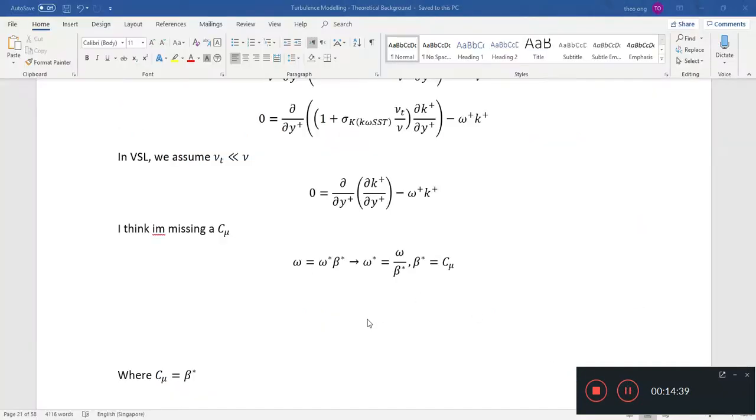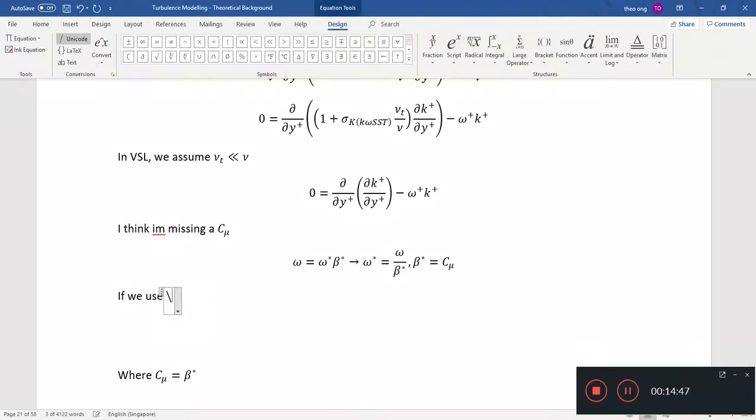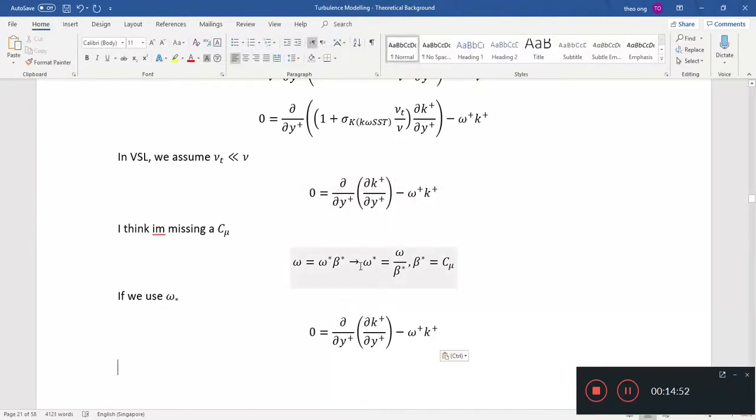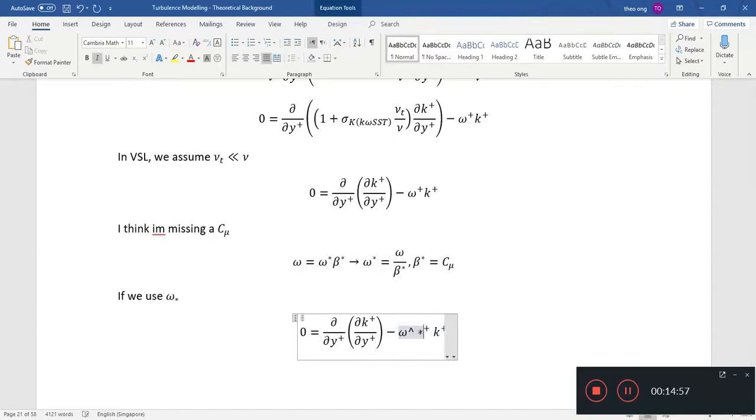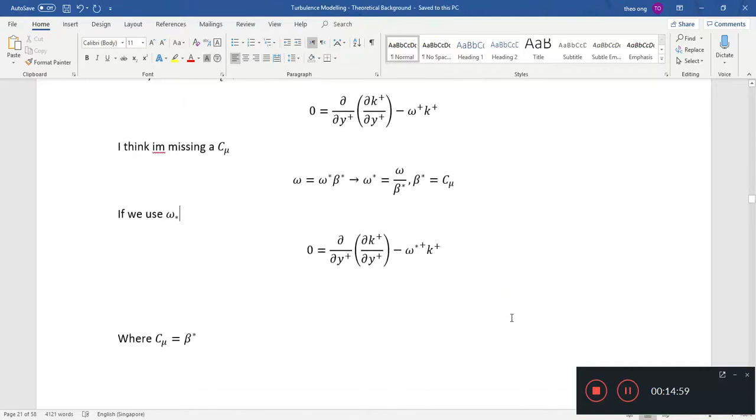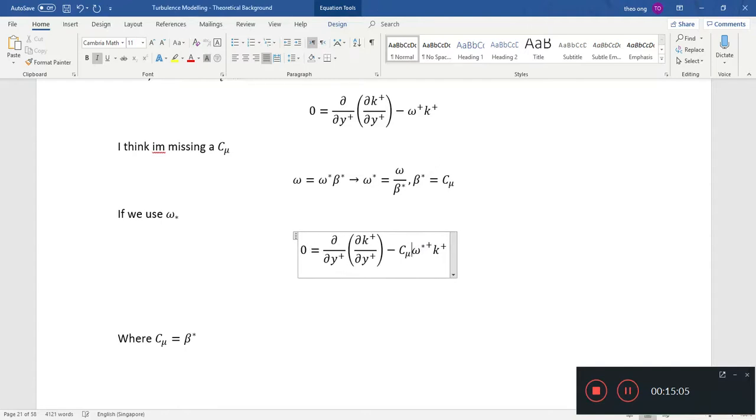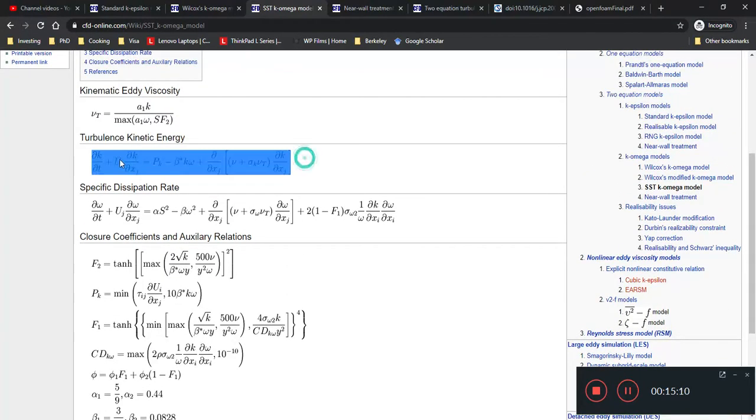If we use omega star instead over here, then your k equation will be as such. Omega star. And then you have a C mu in front. All right, and that's that. This one actually looks more like it's derived from this one, where you have a beta star in front and the omega is defined as such.